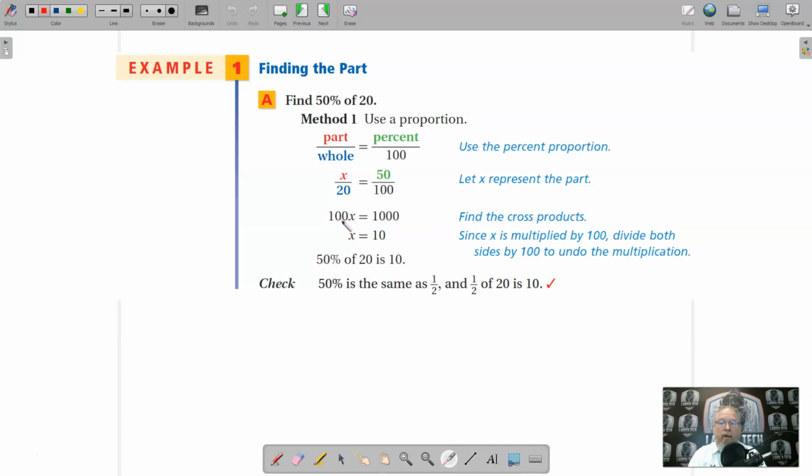Divide both sides by 100. That will eliminate the 100 on the left and leave us with just x. And 1,000 divided by 100 is 10. Therefore, x equals 10. So 50% of 20 is 10.